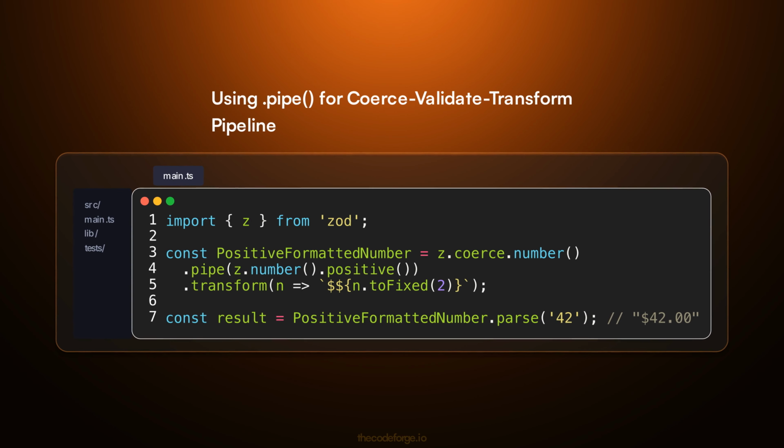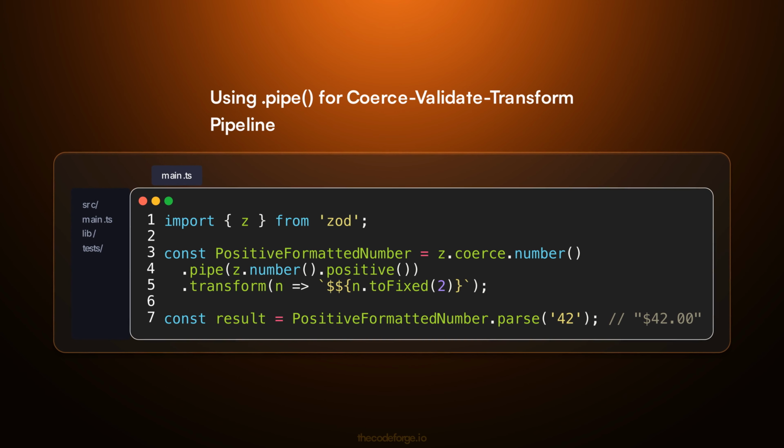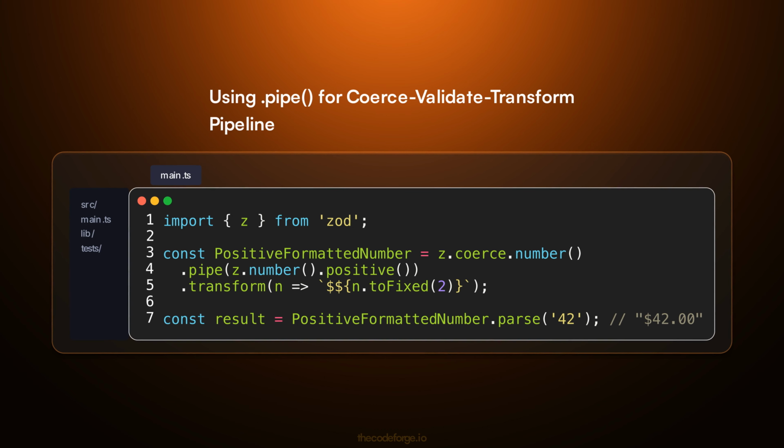The article mentions pipe, but doesn't show a full example. Here's a concrete pattern. Coerce a string to a number, validate it's positive, then transform it to a formatted string. This demonstrates the three-stage pipeline in Zod 4.